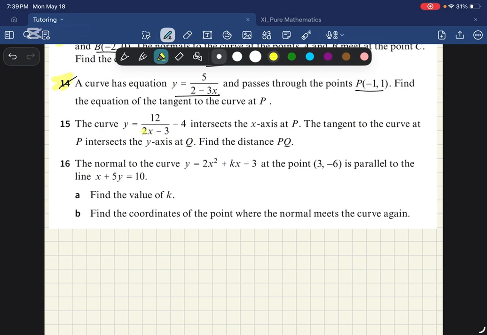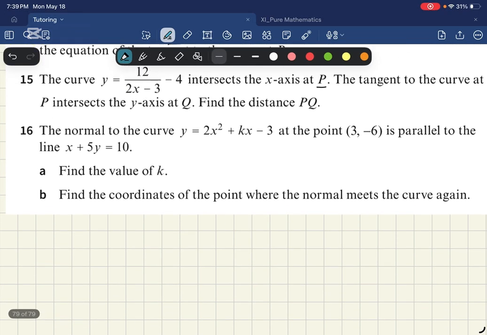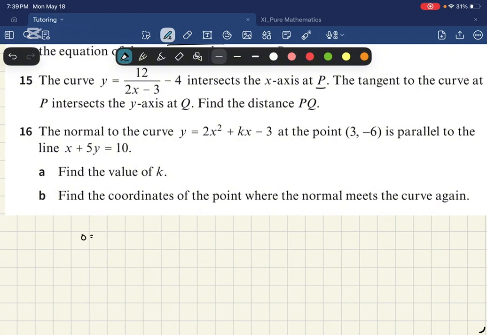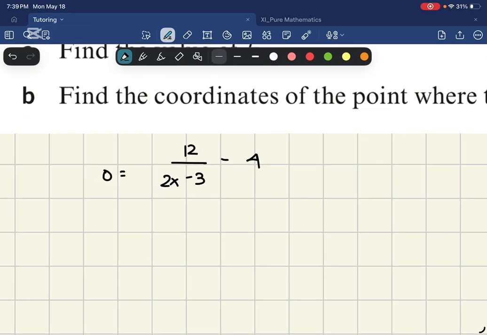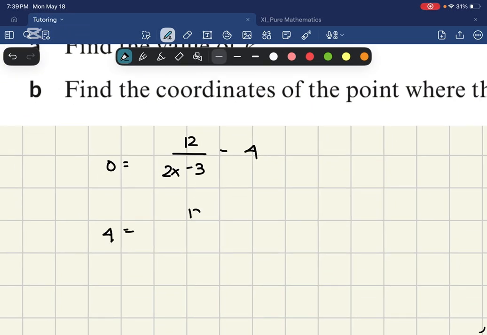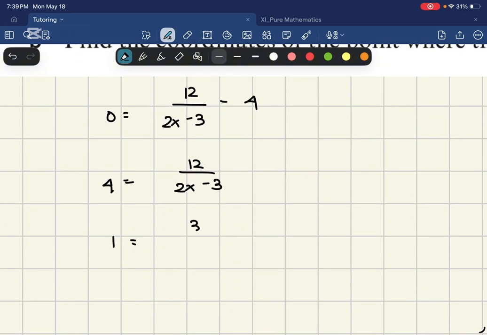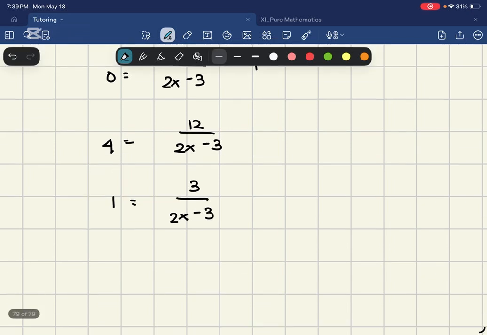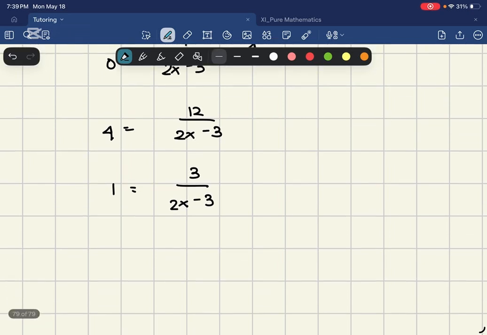Question 15. We have this curve. It intersects the x-axis at point P. That means we have to solve for y is equal to 0. So you solve for y is equal to 0. If it's intersecting the x-axis, then we are solving for y is equal to 0. Add 4 on both sides. Divide by 4 on both sides. You're going to get this expression. I divided by 4 on both sides, I get this expression.